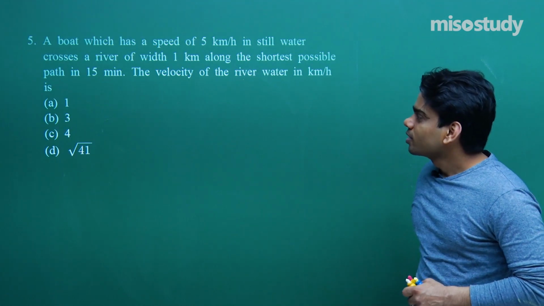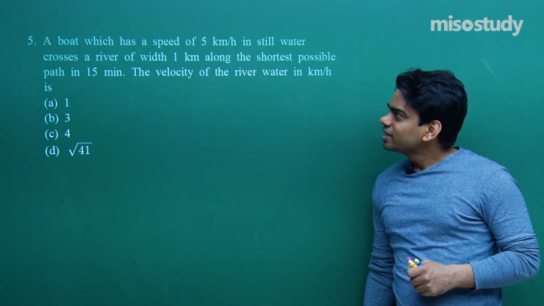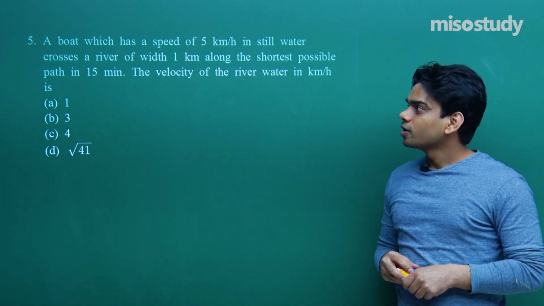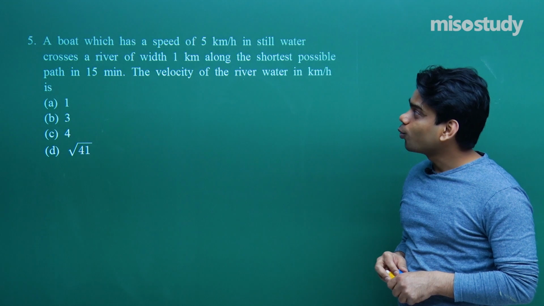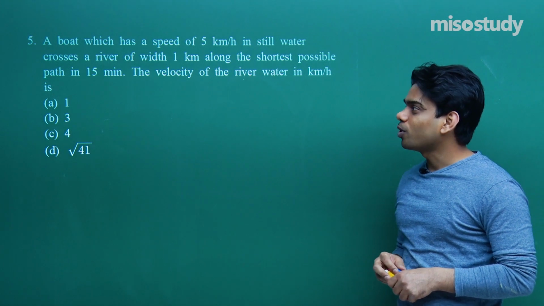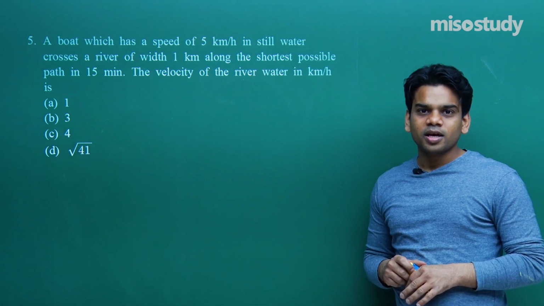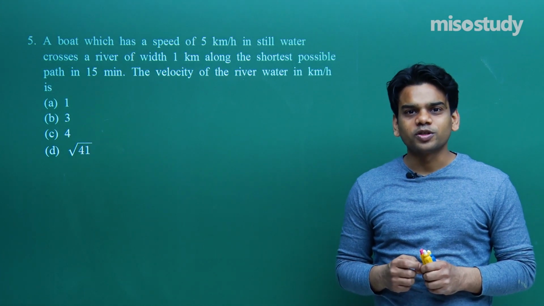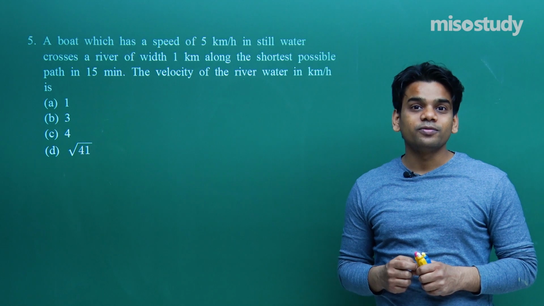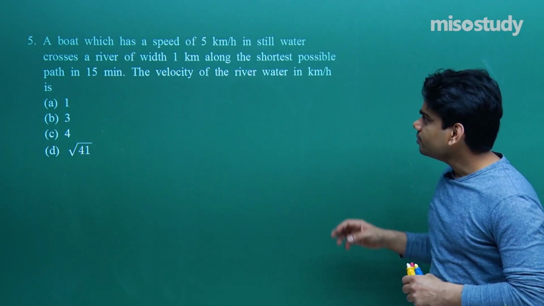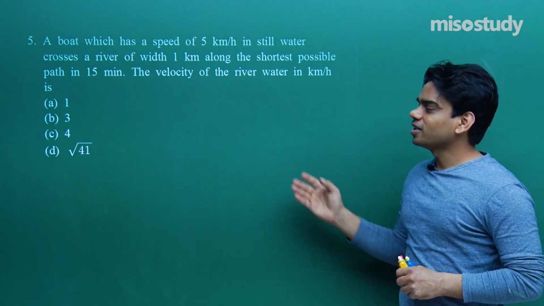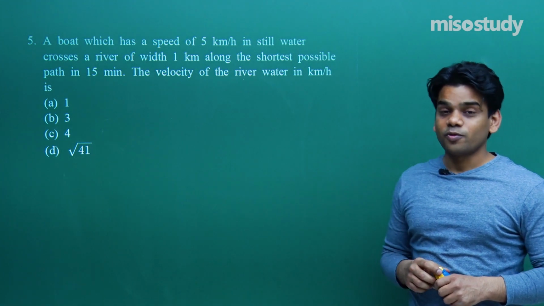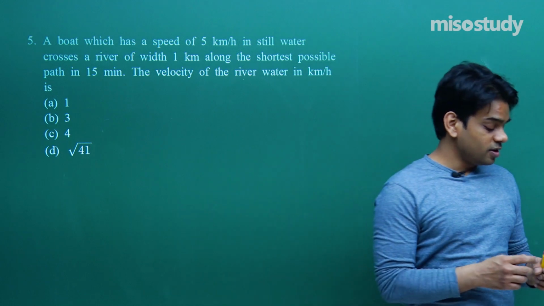Next problem. A boat which has a speed of 5 km per hour in still water crosses a river of width 1 km along the shortest possible path in 15 minutes. I believe you must be remembering the shortest possible path, the shortest possible distance that I have talked about in the river boat problem. Along the shortest possible path in 15 minutes, the velocity of the river water in kilometer per hour is? So we have to find out the velocity of the river.